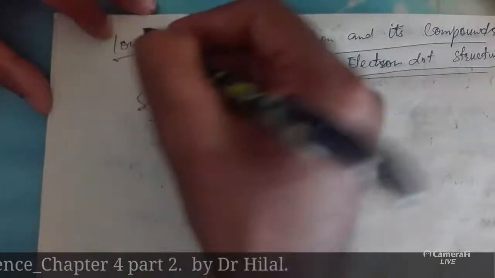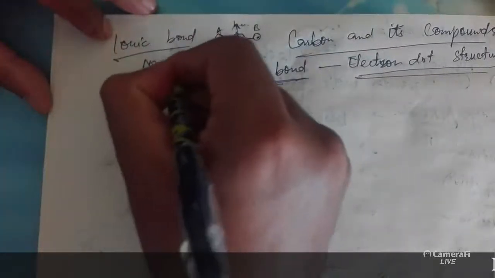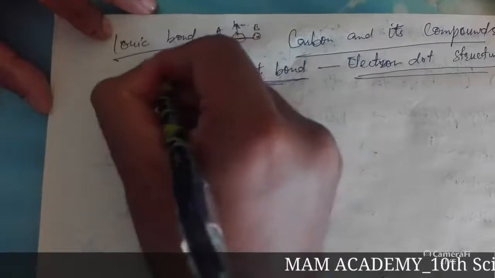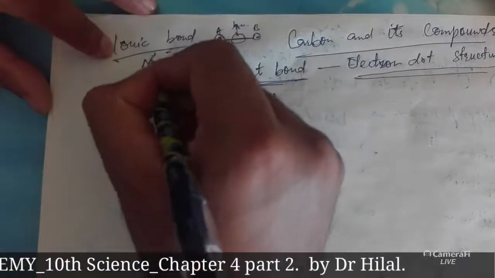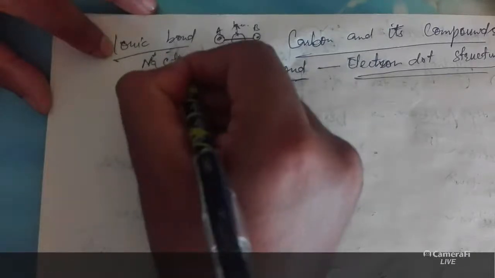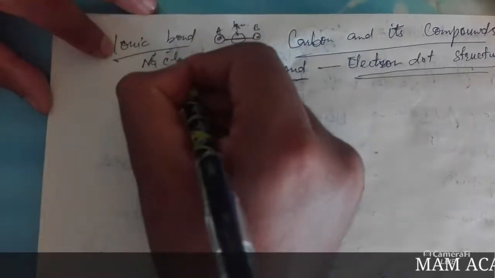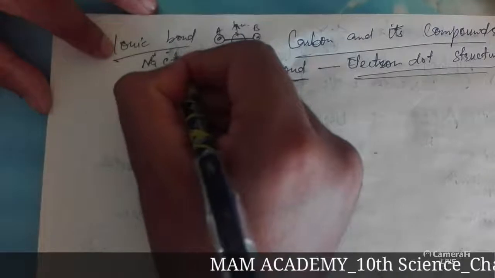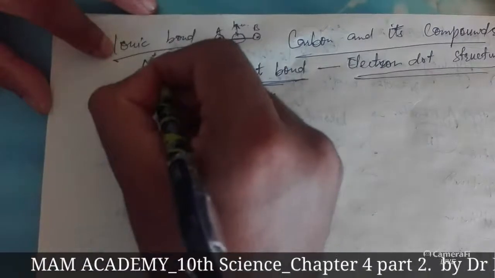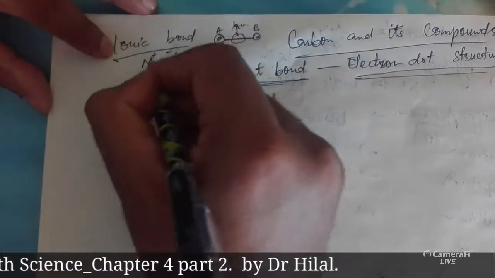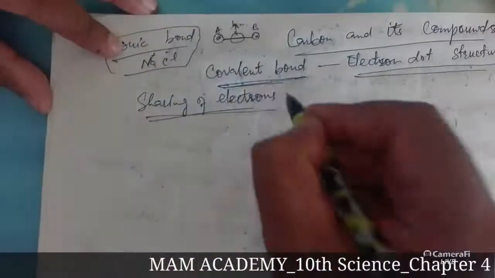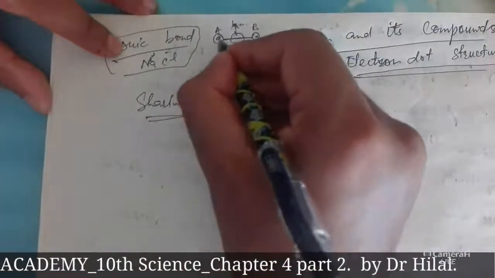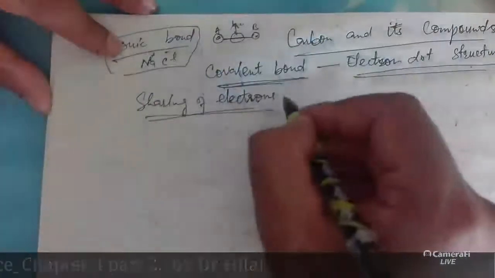Like we say in sodium chloride, in an ionic bond, what happens actually? There is no sharing of electrons. Sodium gives one electron to the chlorine, so it loses one electron and the chlorine takes one electron from it. So there is loss and gain of electrons in ionic bonds. In a covalent bond, the sharing of electrons takes place between atom 1 and atom 2.